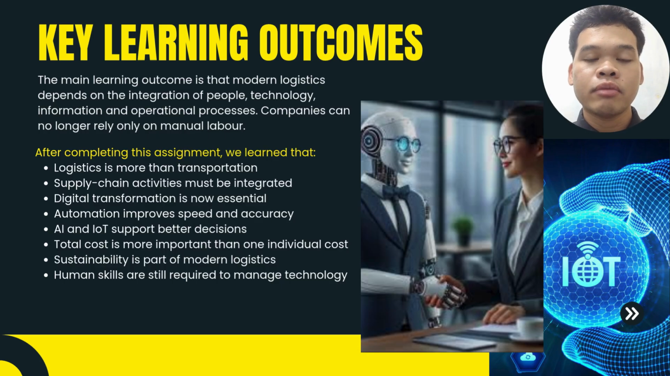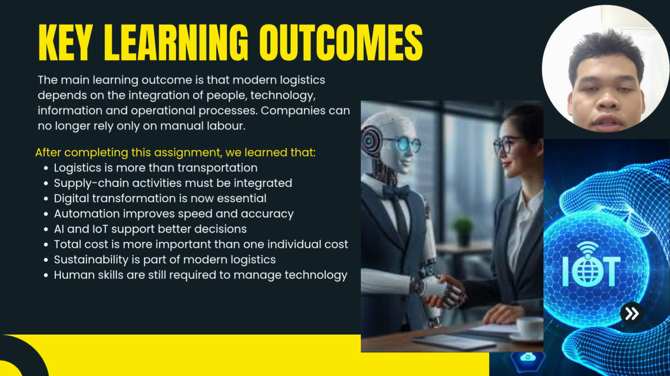For the key learning outcomes, we're going to see that modern logistics depends on the integration of people, technology, information, and operational processes. Companies cannot rely on manual labor anymore. After completing the assignment, we learned that logistics is more than transportation, but also includes planning, storage, coordination, and information management across the supply chain.